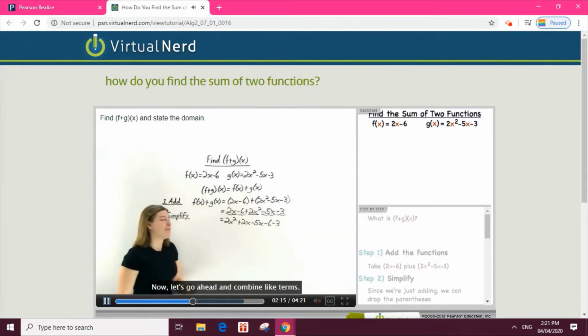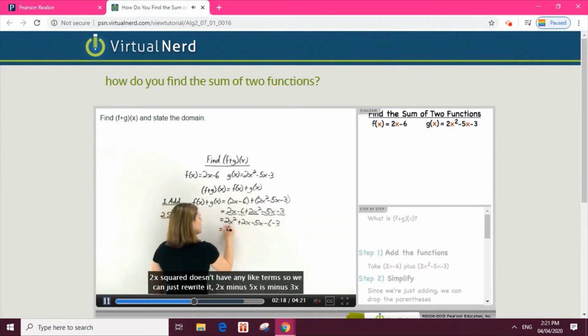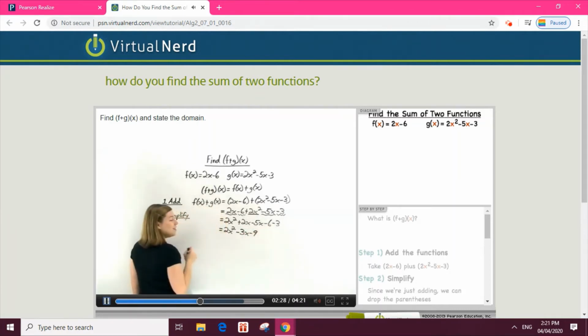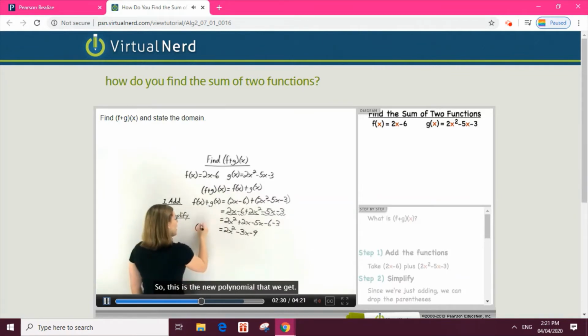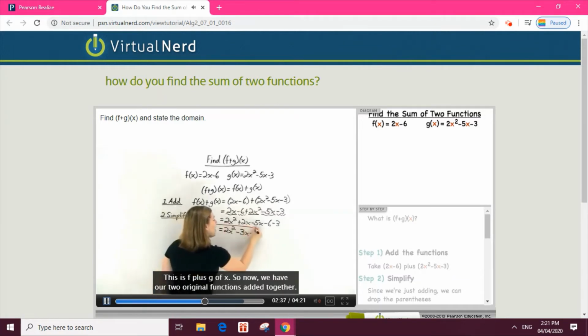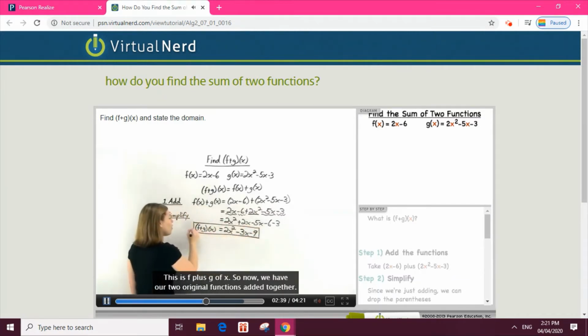Now let's go ahead and combine like terms. 2x squared doesn't have any like terms, so we can just rewrite it. 2x minus 5x is minus 3x, and minus 6 minus 3 is minus 9. So this is the new polynomial that we get. This is f plus g of x. So now we have our two original functions added together.